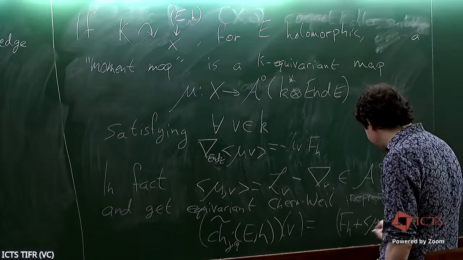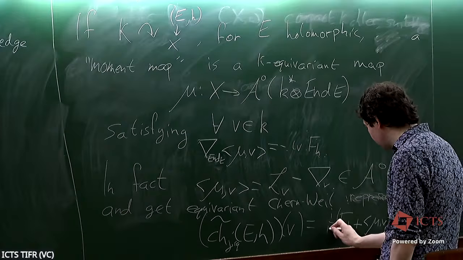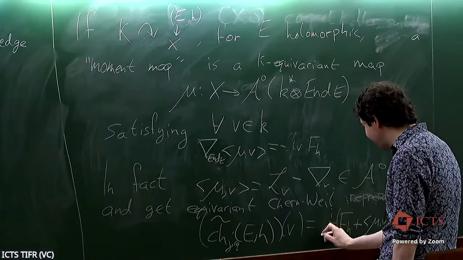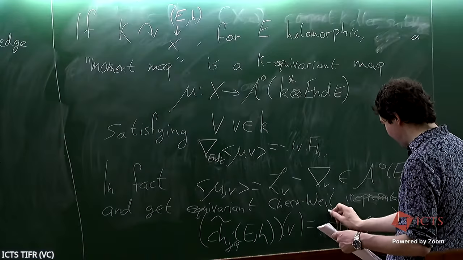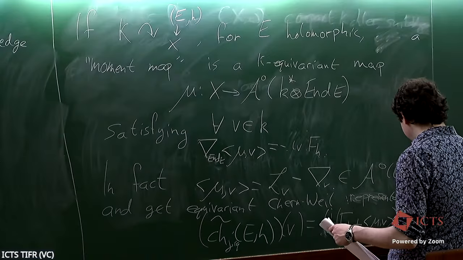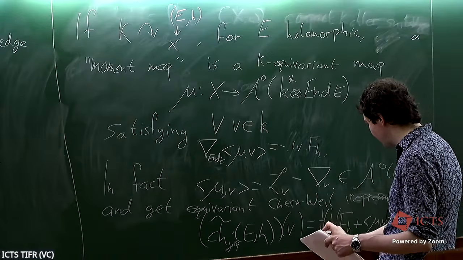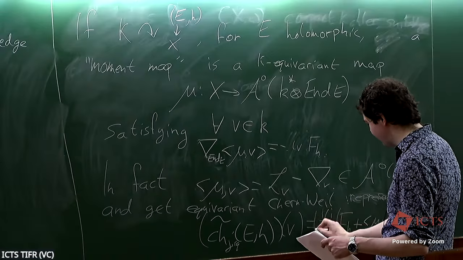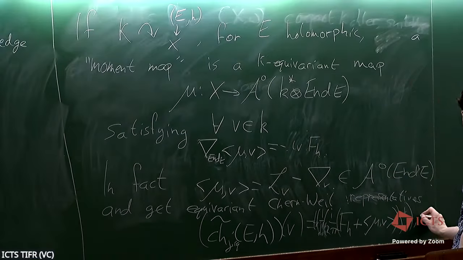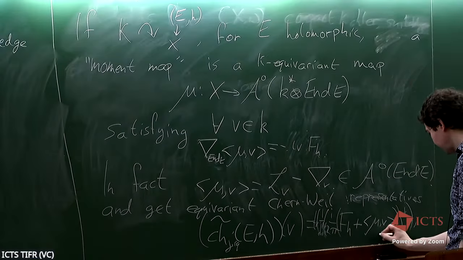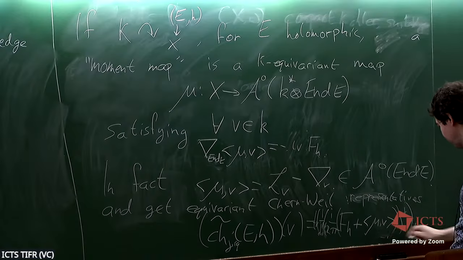I scale this thing by i over 2 pi. I take the jth power. I scale by 1 over j factorial, and then I take the trace. Okay, and the point is that this is equivariantly closed. I'll just write in the corner, closed.